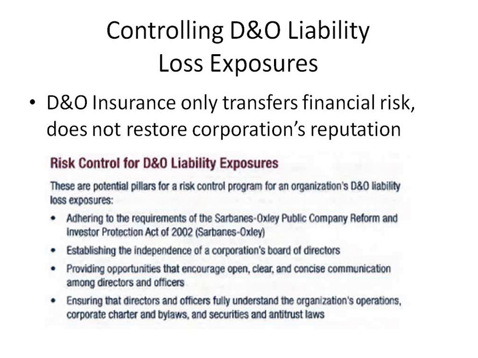And it talks about in here the potential pillars for a risk control program for liability, and to help protect it: establish independence of the corporation's board of directors, provide opportunities that encourage open, clear, and concise communication among directors and officers, and ensure that directors and officers fully understand the organization's operations, corporate charter, and bylaws. So this is the risk control aspect of how you protect yourself: have good policies in place.